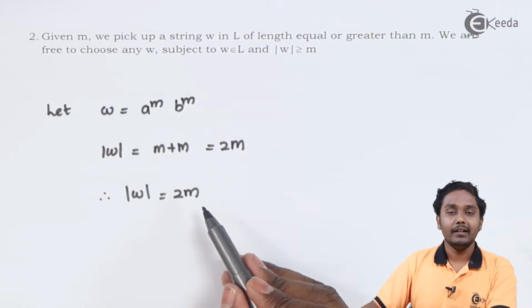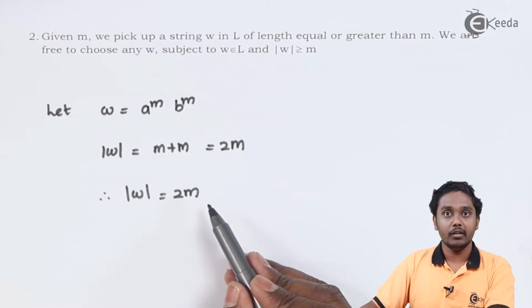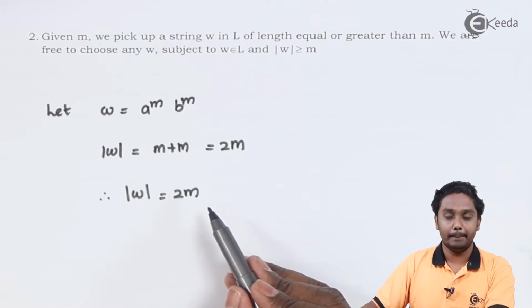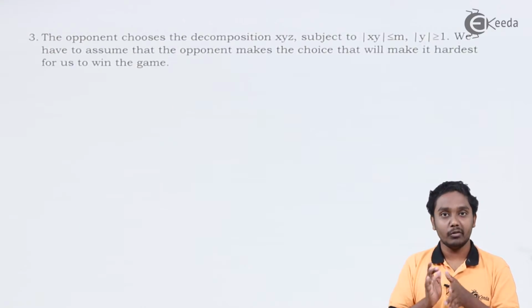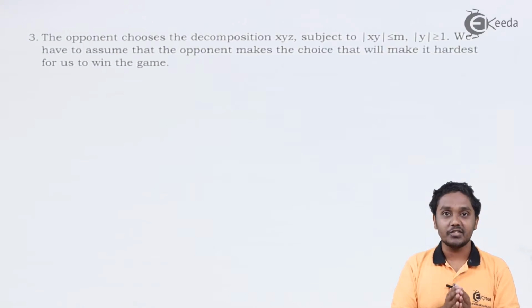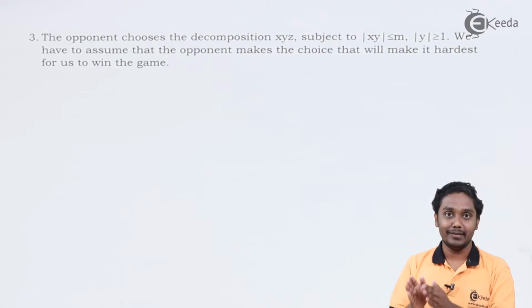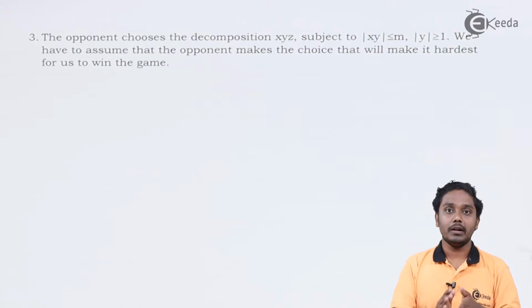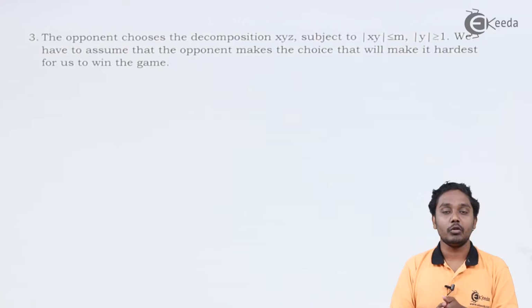Over here you can see that the length of the string that we have selected is 2m, which is more than m. Now as we know, the opponent has a tough time. He has to decompose the given string into three components, x, y and z, in such a way that y passes our pumping lemma. Let us try to decompose the string a raised to m, b raised to m in such a way that it might pass the pumping lemma.